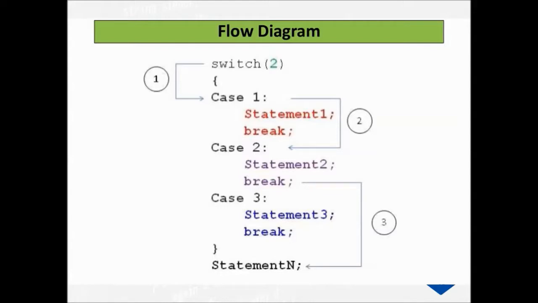So in the switch, we write case 1. For case 1 we write statement 1, then after we complete case 1 we insert a break, and for case 2 we write statement 2. Similarly for case 3 we write statement 3, and in the last we write statement n, which is the default statement.